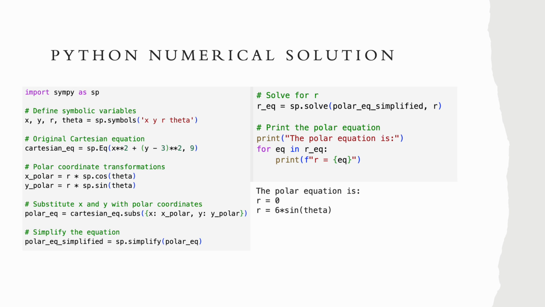Then our step 7 is to solve for r, where we solve the simplified polar equation for r, isolating the radial distance as a function of theta. Then when we solve, the function returns all the solutions. For step 8, we display the final polar equation. We print the solutions for r. The polar equation of the circle will appear as r equals 6 sine theta.